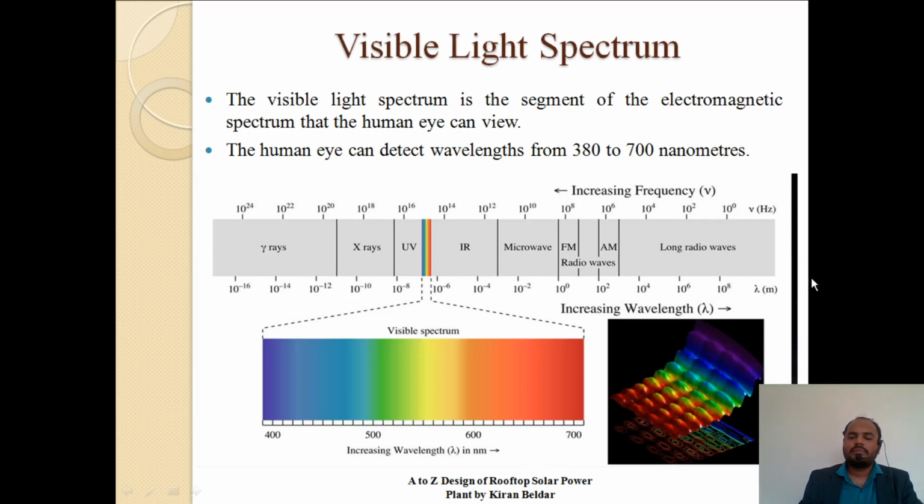This whole spectrum we are getting from the sun on earth. This lies in the range of the electromagnetic spectrum. Out of that electromagnetic spectrum, only the human eye can see the visible light spectrum, and its wavelength lies between 380 to 700 nanometers.